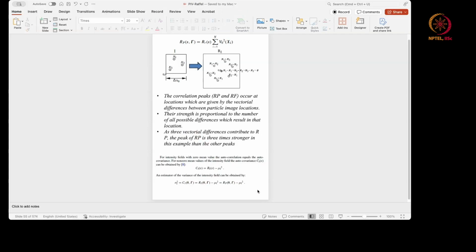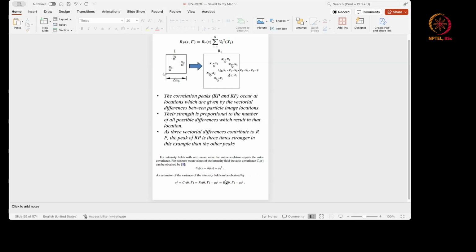So that is what we get out of this. For intensity fields with zero mean value, the autocorrelation equals the autocovariance. So autocovariance C_I(s) is equal to this.